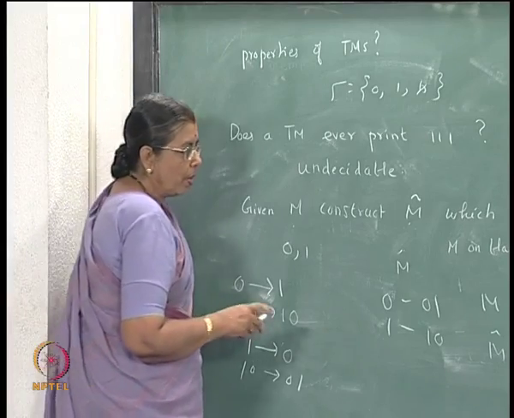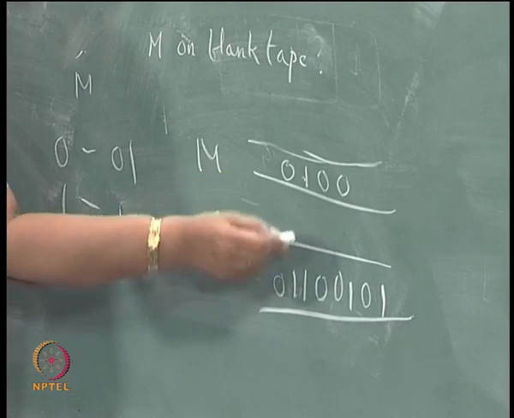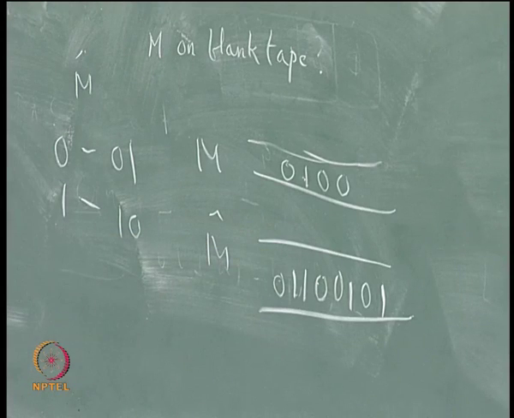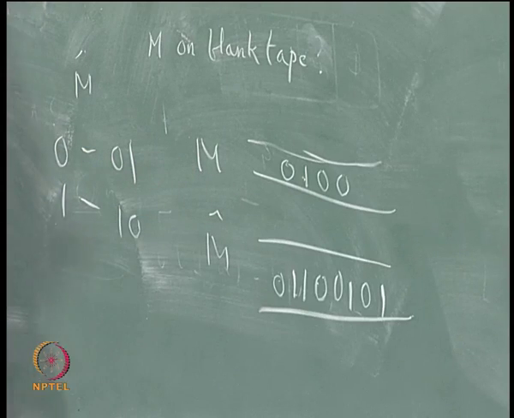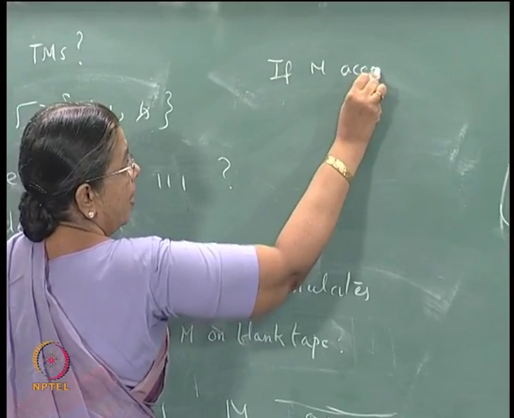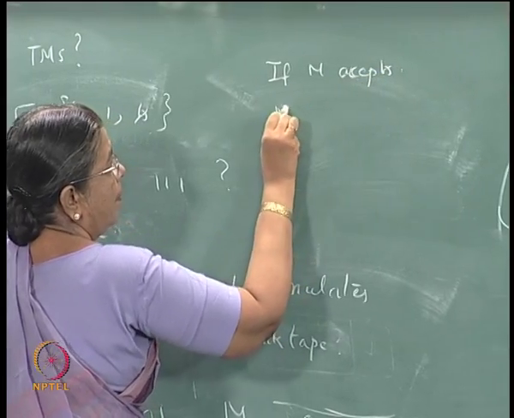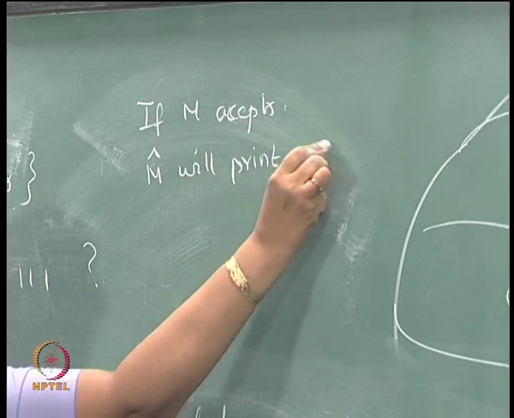So, M cap is just M where every 0 is represented as 0, 1 and 1 is represented as 1, 0, and because of the way we have chosen the representation for 0 and 1, it will not have 3 consecutive ones. If M accepts and halts, M cap will print 3 ones.